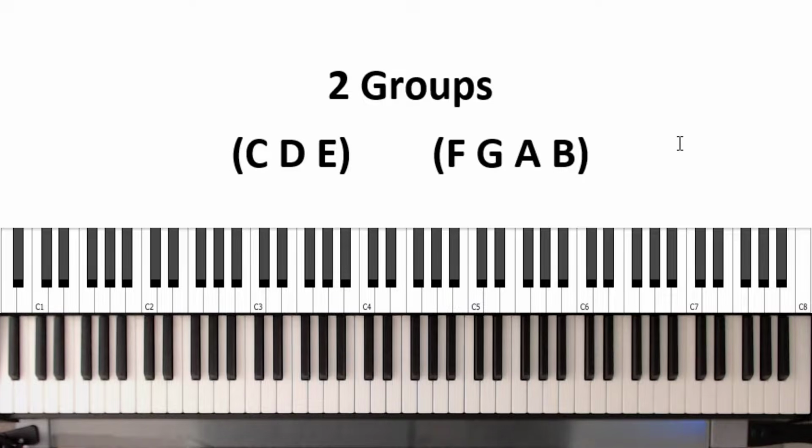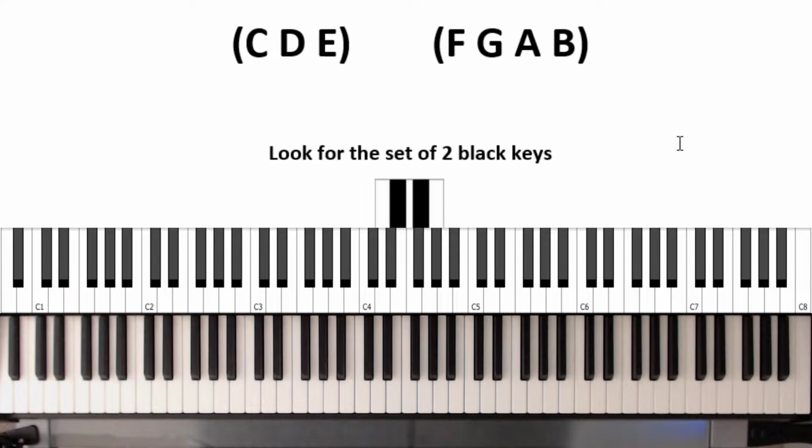So the way I like to look at it is in 2 different groups. Okay, so we have group 1. It's going to be our C, D, and E, and then group 2 is our F, G, A, B. Okay, so let's jump into those.